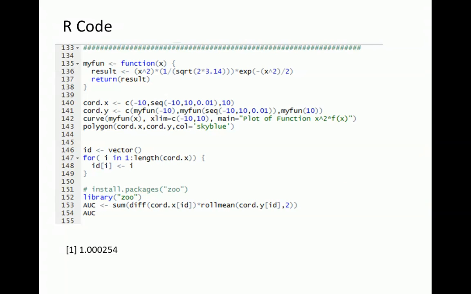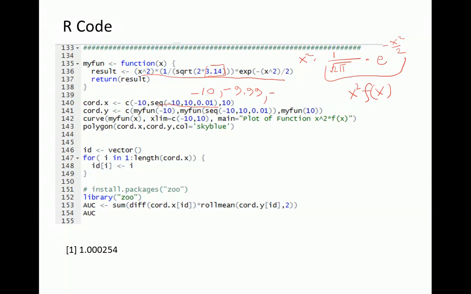Okay, and I'm just showing here how we can do this in R. So this is the function. This is x squared times 1 over square root of 2 pi, and here I wrote pi approximately as 3.14, times e to the power of negative x squared over 2. So remember, this is our f of x. So this is x squared times f of x, and then I created the x values. I just made it as a sequence: negative 10, negative 9.99, negative 9.98, all the way to 10.